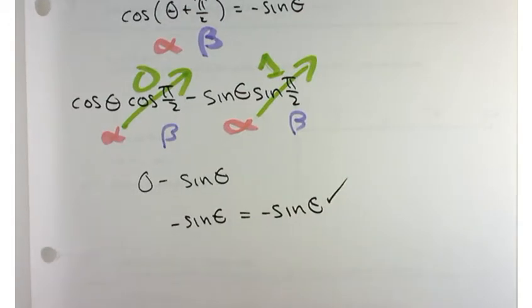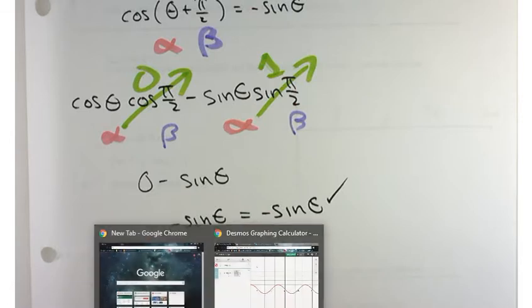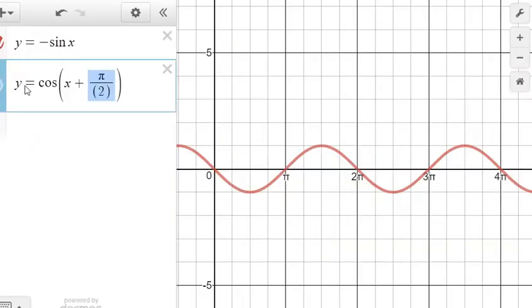Okay, and that's it. What that's saying is that if you shift the graph of the cosine, you're going to get the graph of the sine. Well, negative the graph of the sine. Negative graph of the sine is this. Graph of cosine of theta plus pi over 2, same thing. So they're just shifted versions of each other.